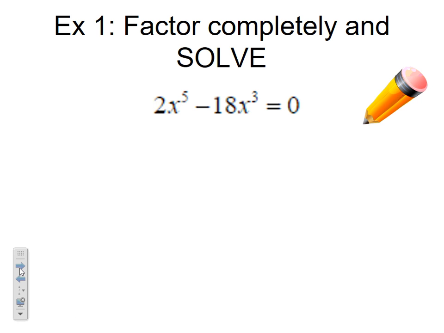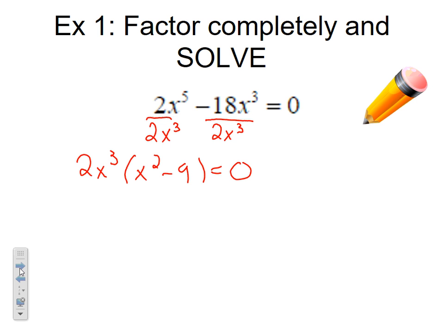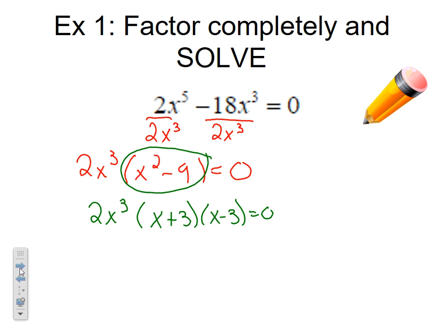Here my greatest common factor is going to be 2 and x cubed. So when I'm looking at this, I'm going to take out 2x cubed, and I'm going to be left with x squared minus 9. Now, we have to look, you guys, we're going to be able to factor things a lot more than just one time usually. So if we look at this right here, this can be factored again because it's a perfect square. So I have my 2x cubed, then I also have x plus 3, and x minus 3 equals 0.